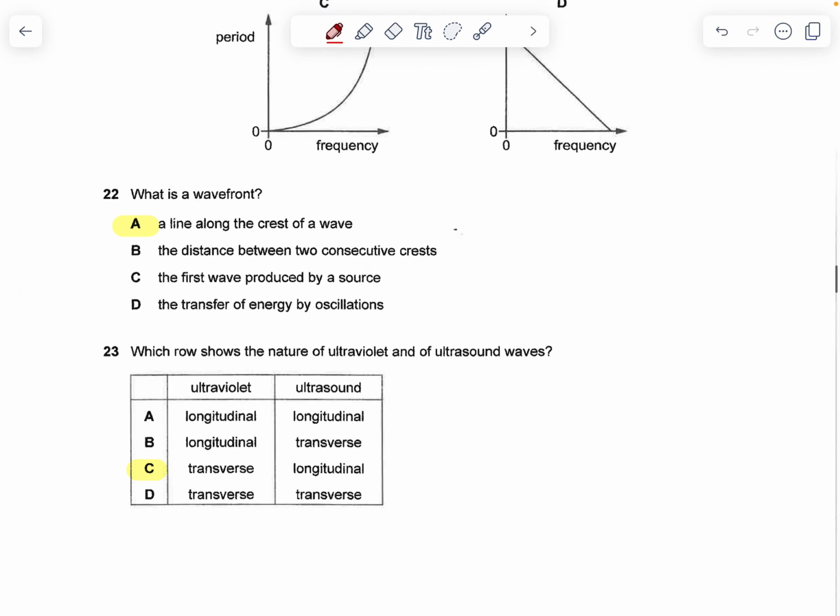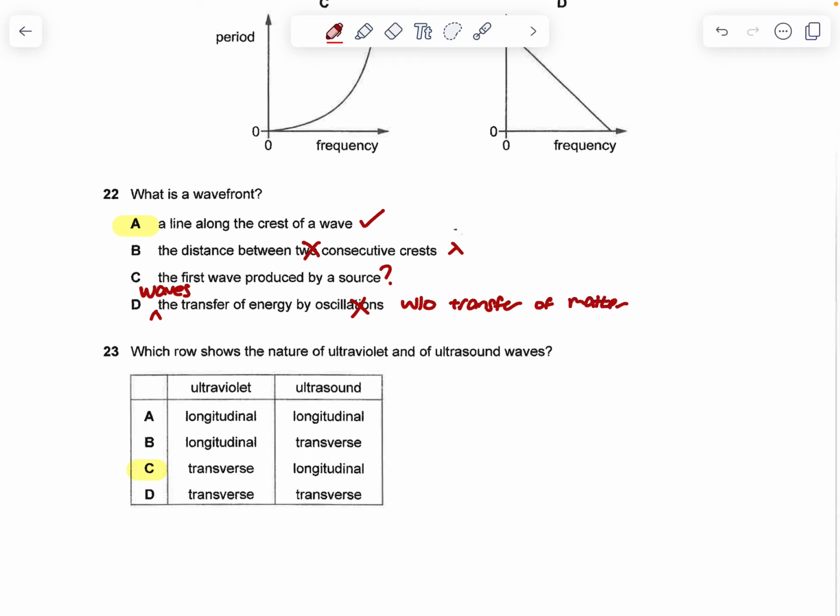Question 22. What is a wavefront? A wavefront is a line along all the crests of a wave. Okay, it's not the distance between two consecutive crests, because that is lambda, wavelength. There's no such thing as the first wave produced by the source. There's no term for it. And then finally, waves are the transfer of energy without the transfer of matter.